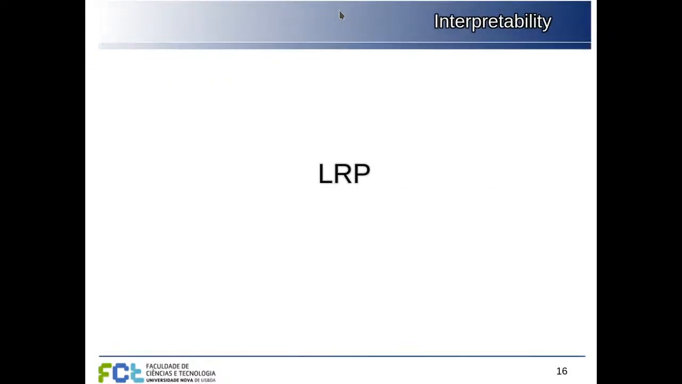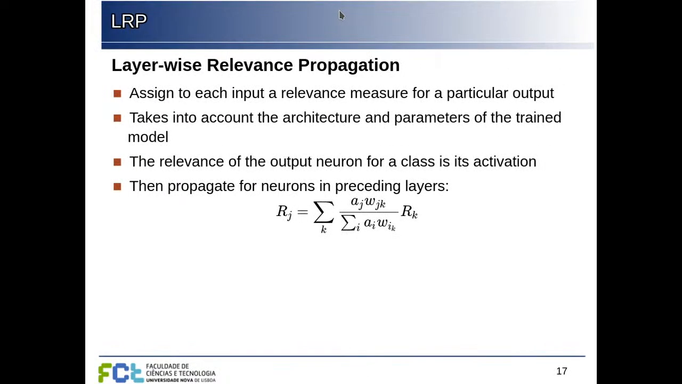So let's look at something that actually considers the deep neural network, the architecture, and the weights. This is layer-wise relevance propagation. And the idea here is that we have an example passing through our classifier. At the output, we have one neuron that is predicting one particular class.